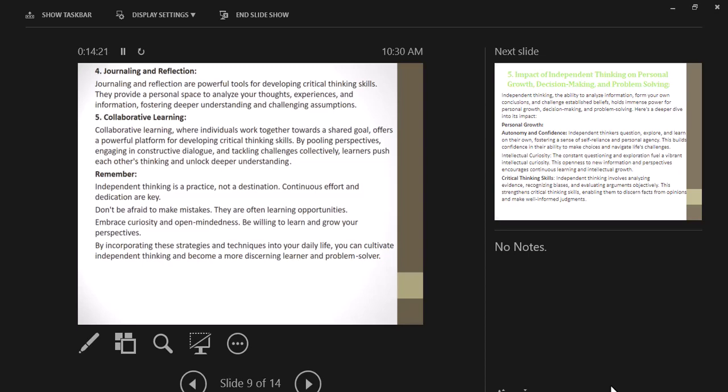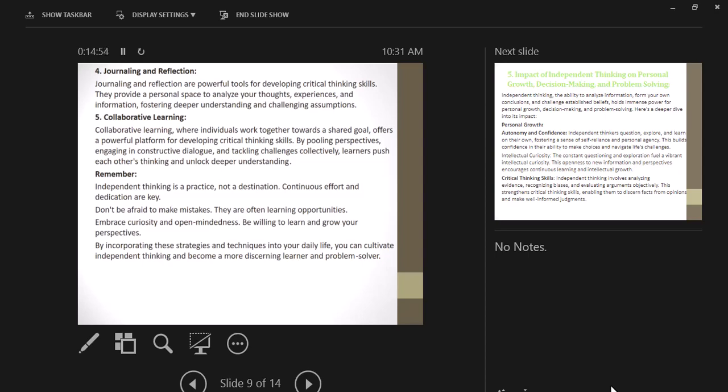materials. And the fourth one is journaling and reflection. Journaling and reflection are powerful tools to develop our critical thinking and independent thinking. It helps us to become self-aware. It helps us reflect on our thoughts and ideas about ourselves. It's also used to relieve our stress.